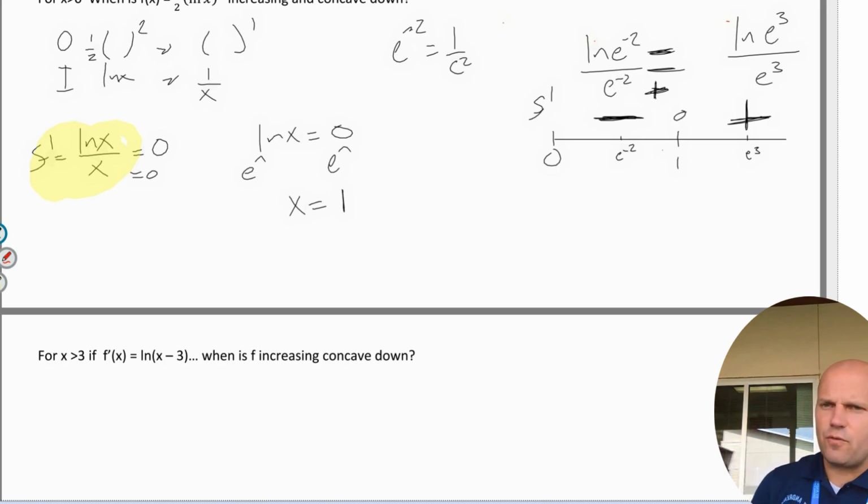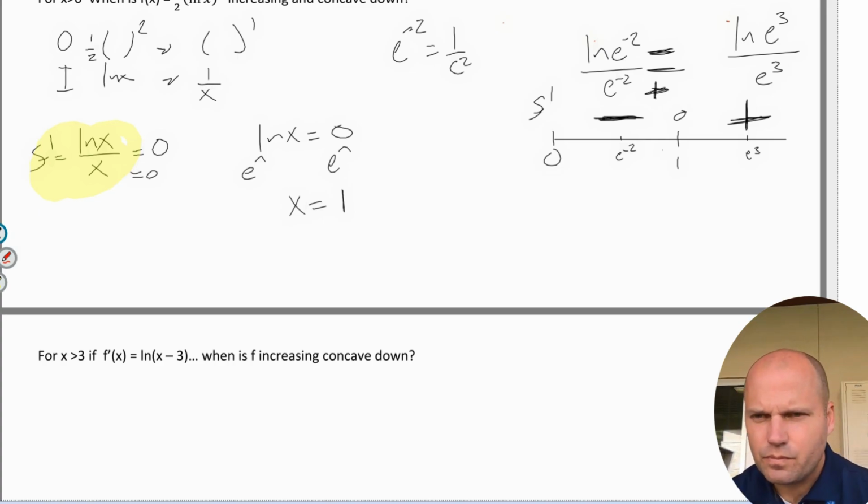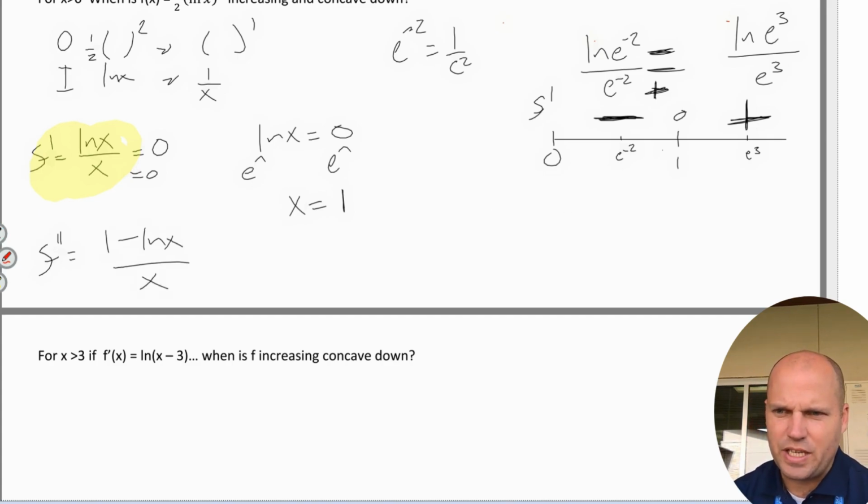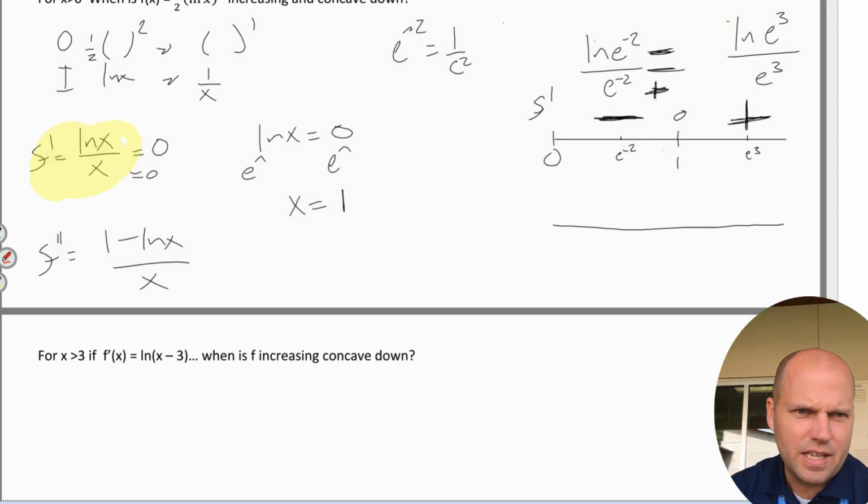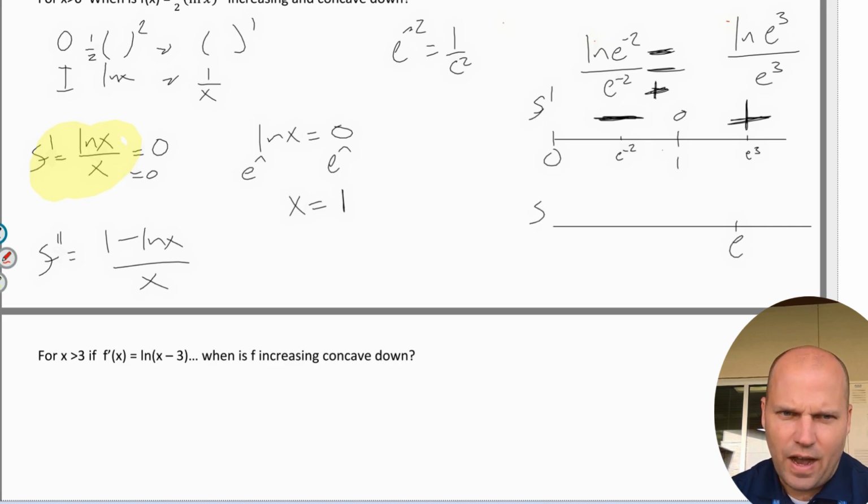All right, so we're increasing for x bigger than 1. Now, for this one, we did it up above. Maybe do it again. You get 1 minus log x over x, and you get x equals e. We already did this analysis earlier, and I would advise you try it again. This should be x squared.